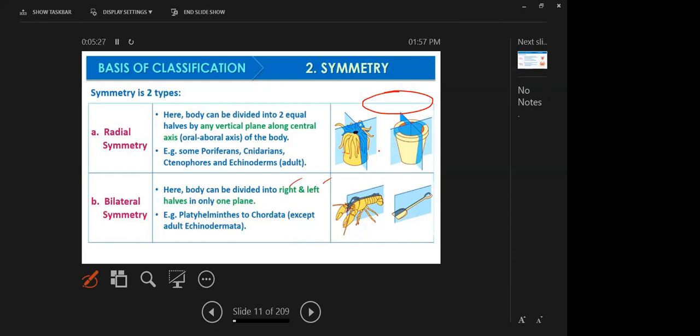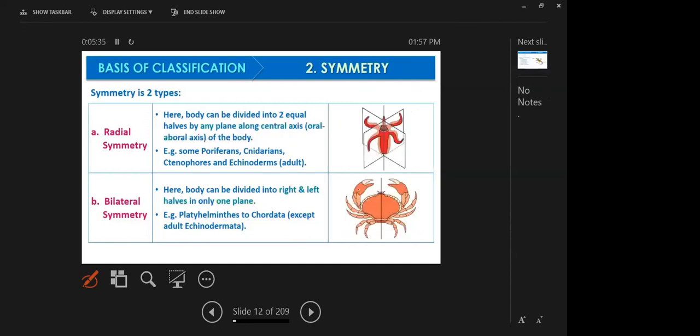This one, if you cut it, then it's not equal. But passing through the center, we are talking. Okay, so this is radial, this is bilateral. See, the body can be divided into two equal halves by any plane along the central axis.